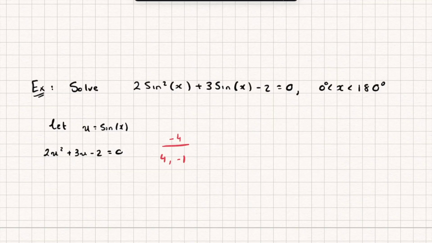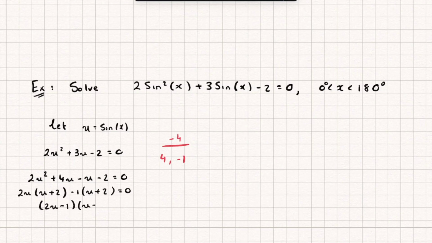We then rewrite the original quadratic using these two, so we get 2u squared plus 4u minus u minus 2 equals 0. Factorise the first two terms, so that's going to be 2u, u plus 2. Factorise the second two terms, that's going to be minus 1, u plus 2 equals 0. And so we get our two brackets, 2u minus 1, u plus 2.